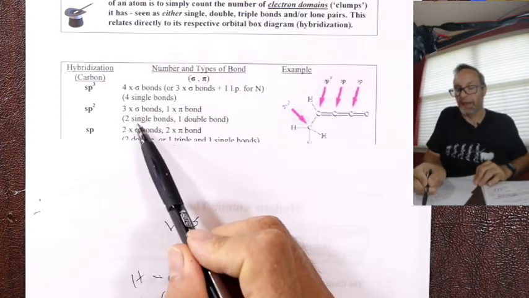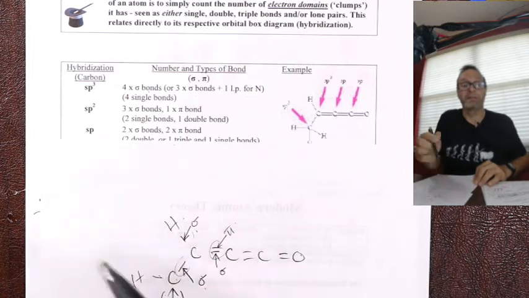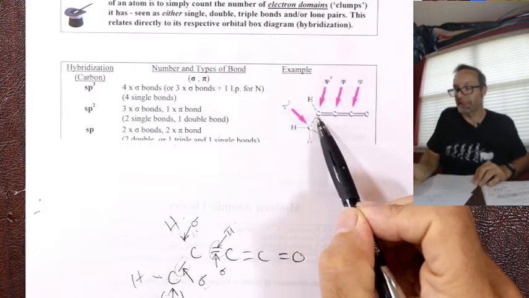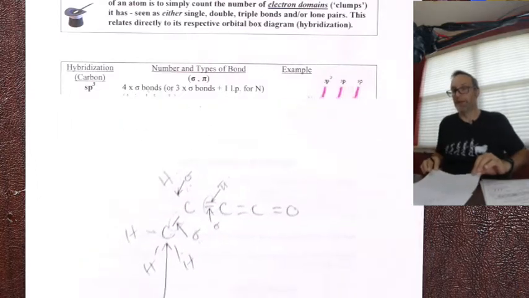So let's look down here. 3 sigmas and a pi, 2 single bonds, 1 double bond. The double, if you like, is a sigma and a pi to make 2 sticks. Okay, so that's sp2. Fair enough.